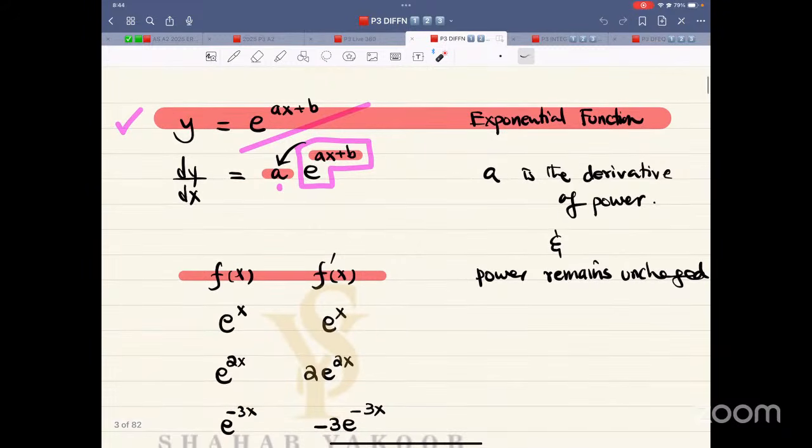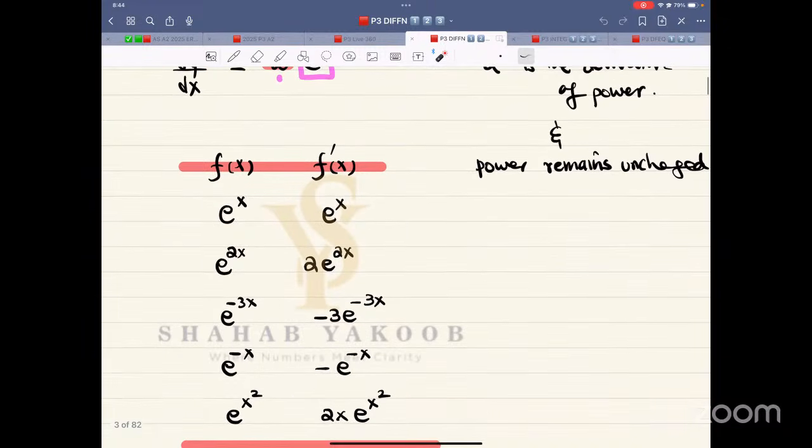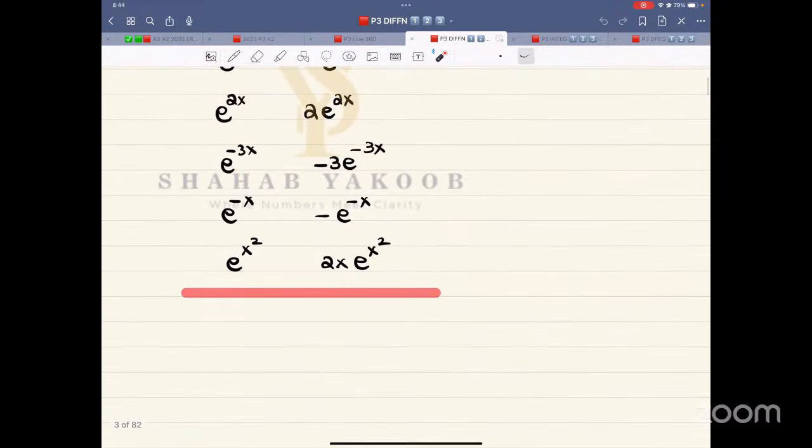So now this thing, exponential. Y equals e raised to the power of ax plus b. The exponential remains as it is. It does not change. And the derivative of the power comes down and multiplies. There is no limitation on the power. f(x), f prime x: the derivative of e^x is e^x, e^2x is 2e^2x, e raised to the power of negative 3x is negative 3 e raised to the power of negative 3x, and so on.